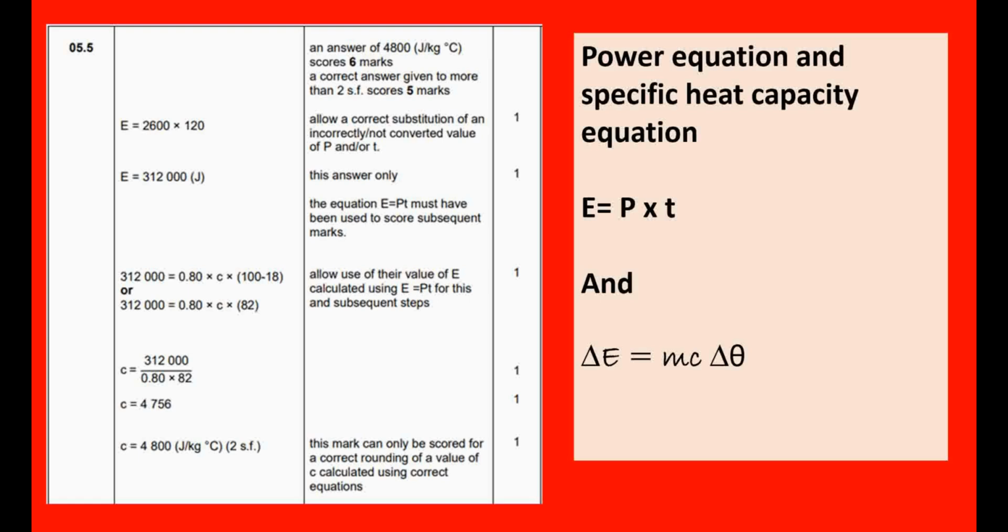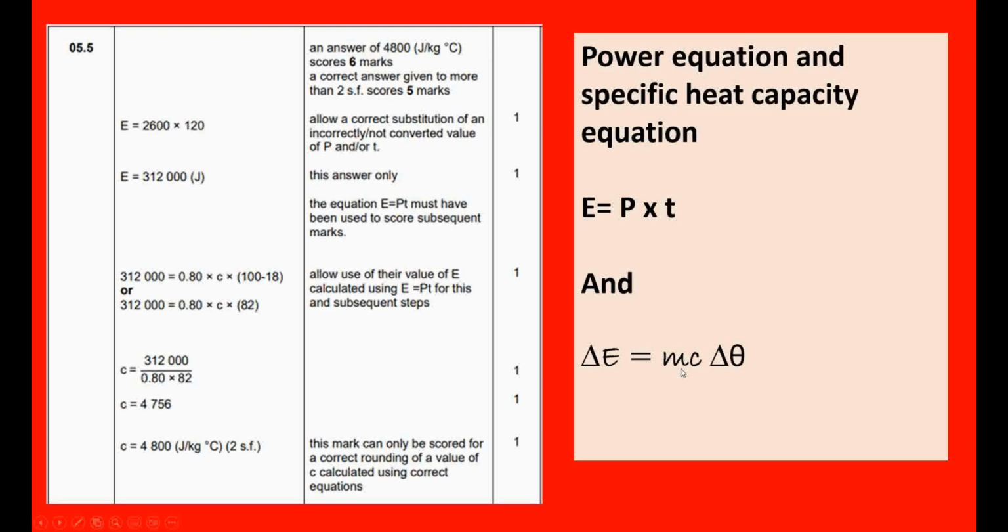Okay, so this time we need to use the energy equals power times time equation and the specific heat capacity equation. We need to substitute into energy equals power times time to get the total energy, and then by using that we can find out what this energy change is. We know what the mass is, we know what the temperature change is, so we can calculate the specific heat capacity.